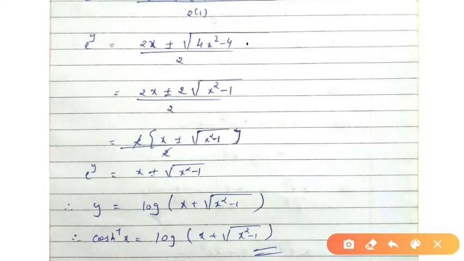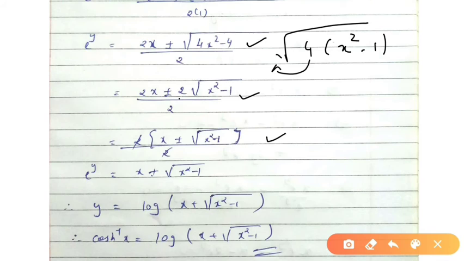See, now from this portion I can take 4 common, so I get x square minus 1. Now this is in the under root, so 4 will come outside, so this can be written as 2 into under root of x square minus 1. Now I have taken 2 common from the numerator part, so left over part is x plus or minus under root of x square minus 1.